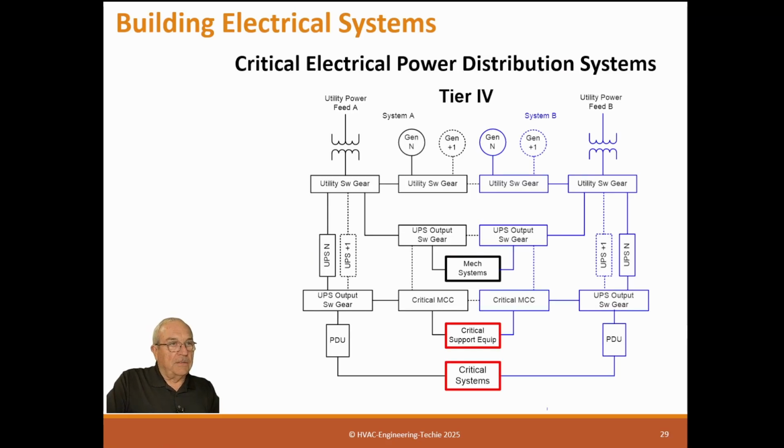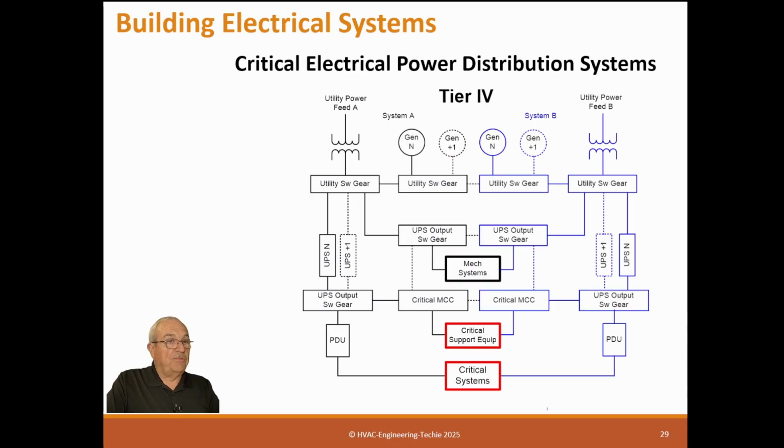So this is critical electrical power distribution systems, which are like for data centers, telephone centers, hospitals, things like that that can't have a power be down. And this has to be a tier 4. There's a National Uptime Institute that describes tiers. You go all the way from tier 1 to tier 4. And that describes how important the backup power is.